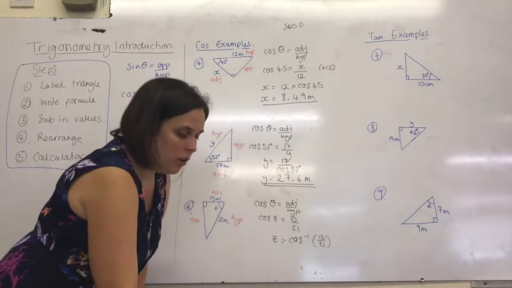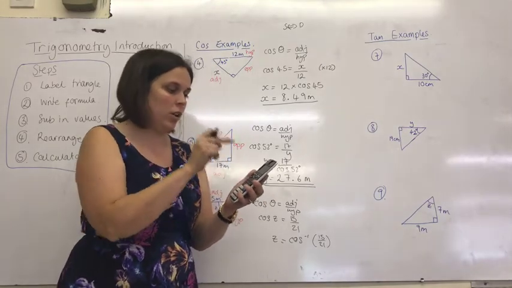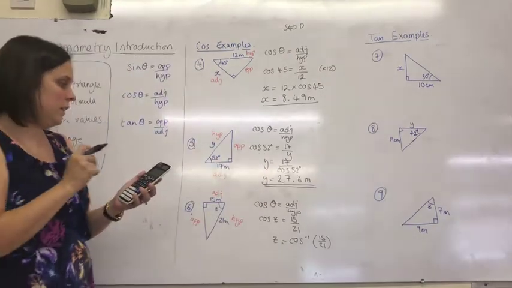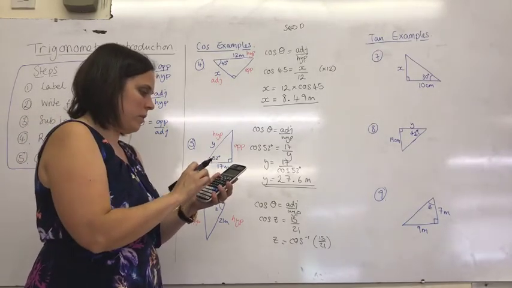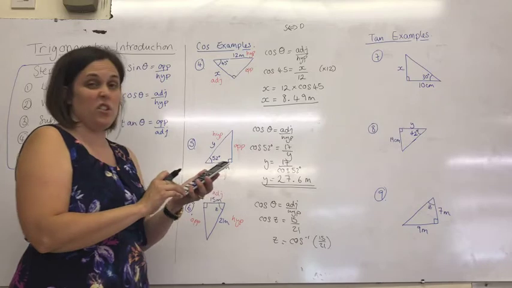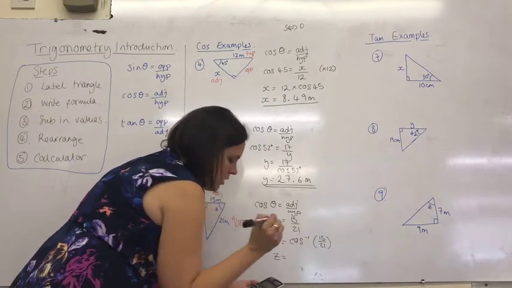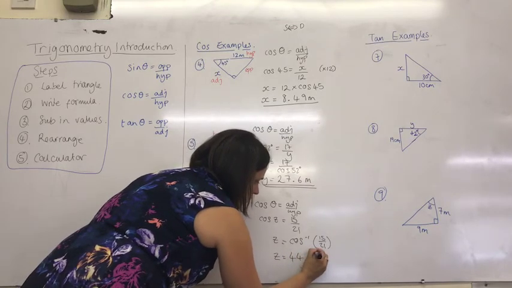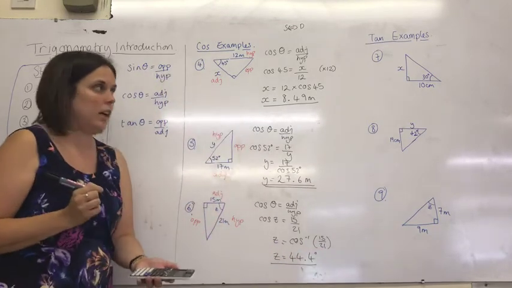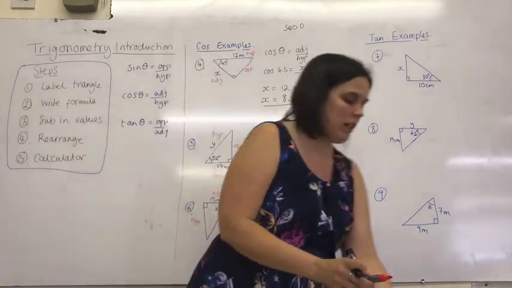On your calculator, you do shift and cos to give you the cos minus 1, and then we do 15 over 21. So obviously if it's sine, you do shift sine, and if it's tan, you do shift tan. Right, and to 3 significant figures, we actually get 44.4 degrees. Okay? Right, we're going to do the same again now for tan, alright?